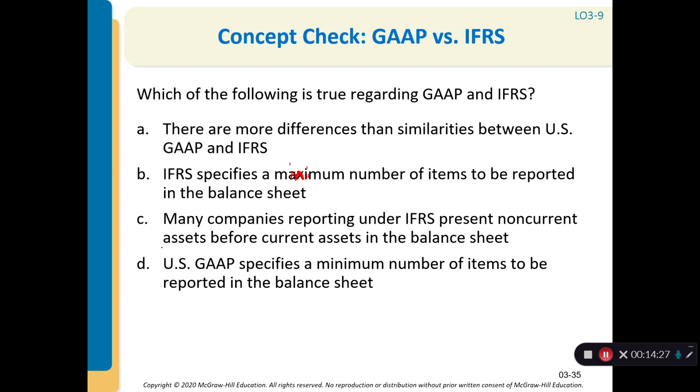So not maximum. C. Many companies reporting under IFRS present non-current assets before current assets in the balance sheet. Yes, that's the one special thing about IFRS. And D. US GAAP specifies a minimum. No, US GAAP does not specify a minimum number of items.